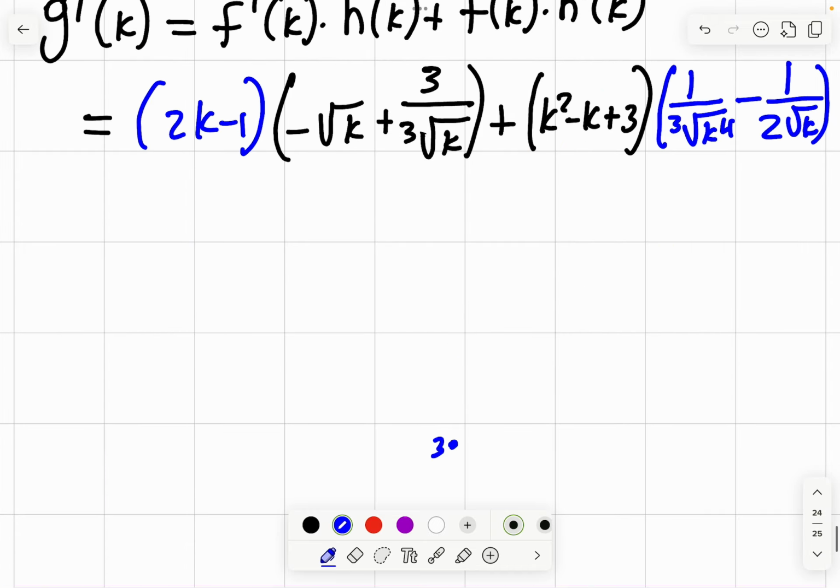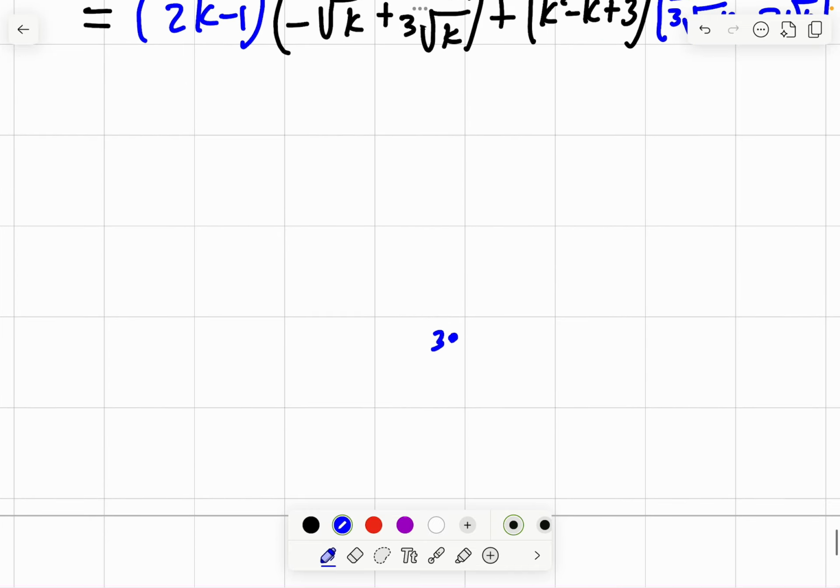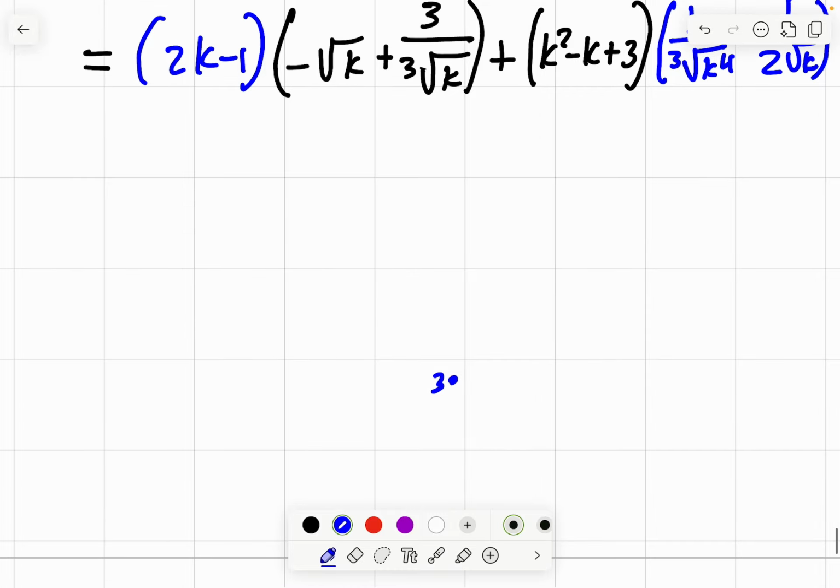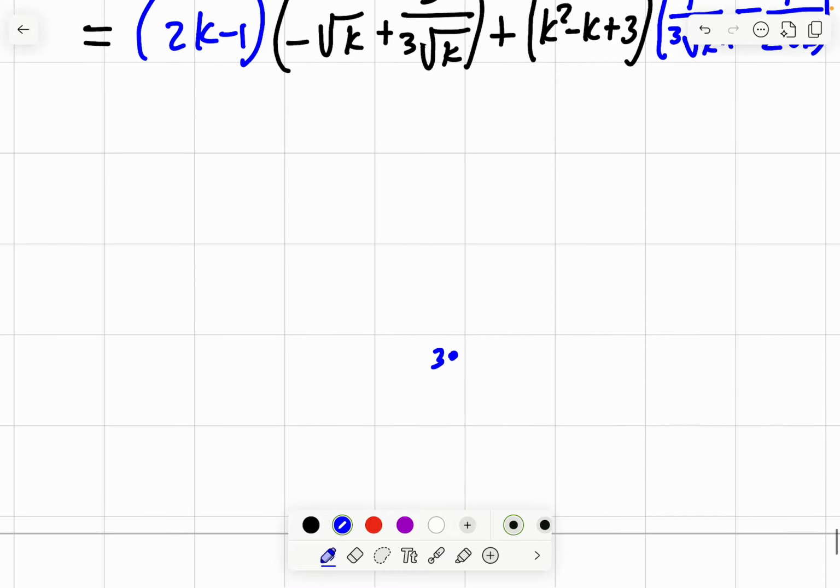So let's check another question. You must try it by yourself to see if you understand. I think for now we're done with the product rule. Next question we're going to be dealing with the quotient rule.